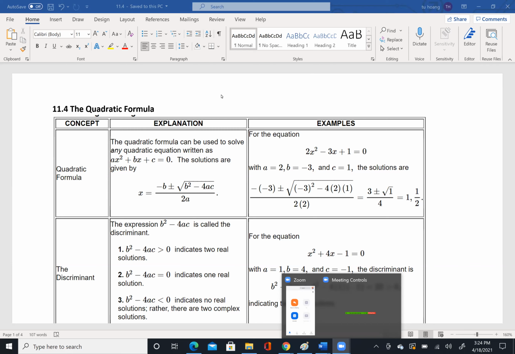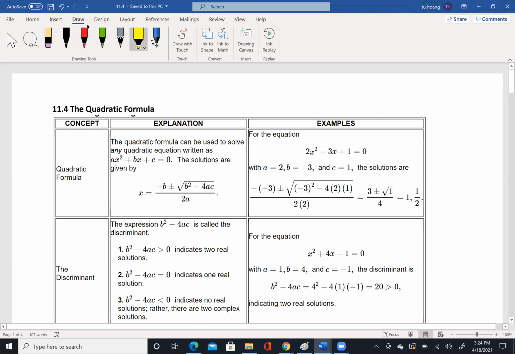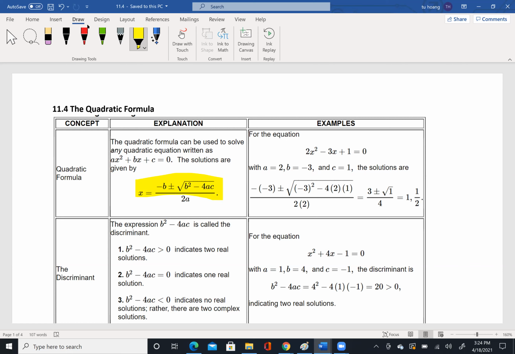I'm coming back with section 11.4, the quadratic formula. In this section, we are going to show you how to use the quadratic formula, which is x equals negative b plus and minus the square root of b squared minus 4ac, over 2a. Basically, we use this formula to solve any quadratic equation written as ax squared plus bx plus c equals 0.